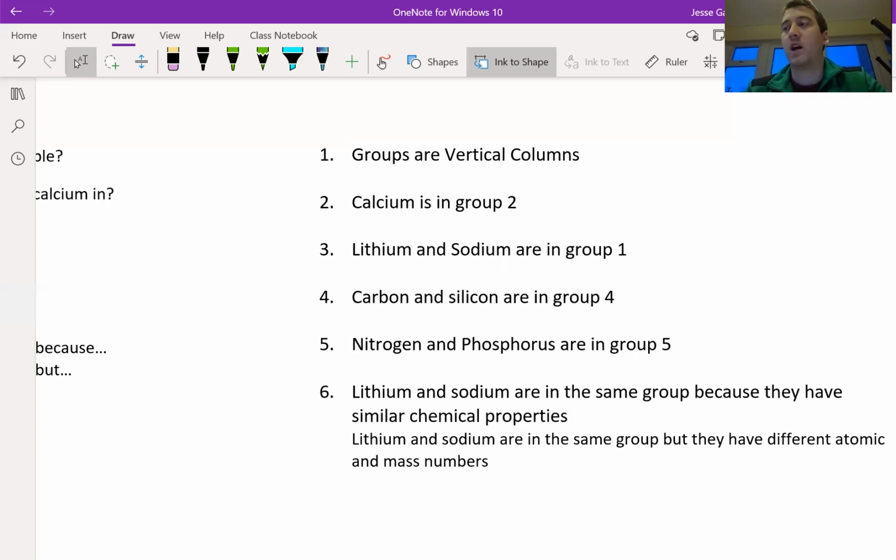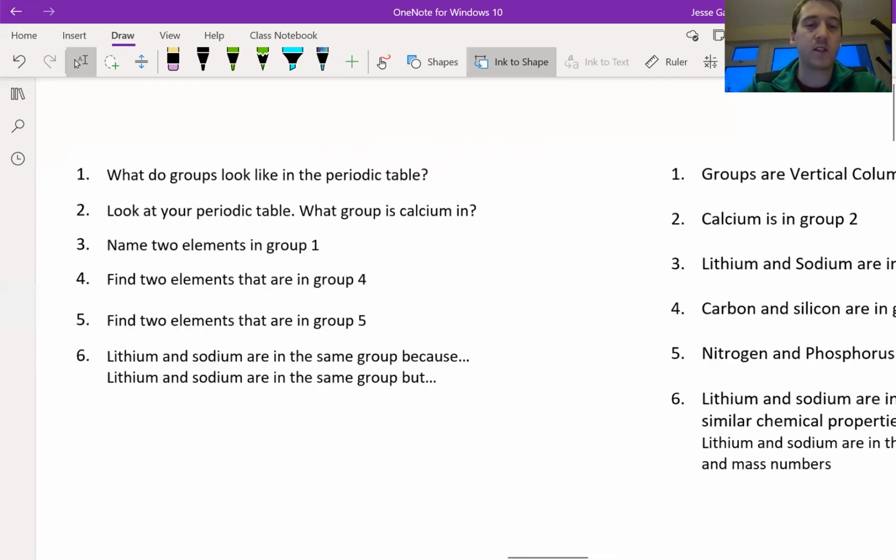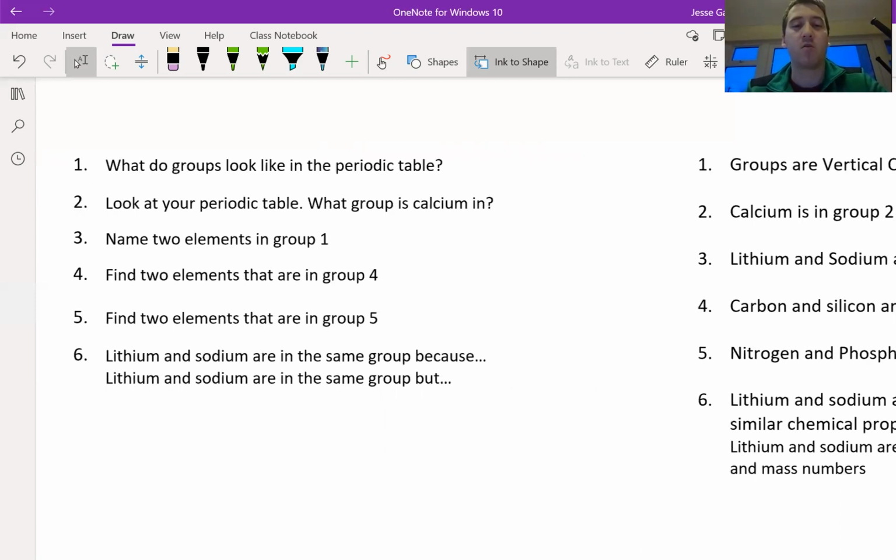Number 4, carbon and silicon are in group 4. And number 5, nitrogen and phosphorus are in group 5. Number 6 was more challenging. Let's take a look at number 6. It says lithium and sodium are in the same group because, and lithium and sodium are in the same group but. So you had to finish writing sentences using those as sentence starters.